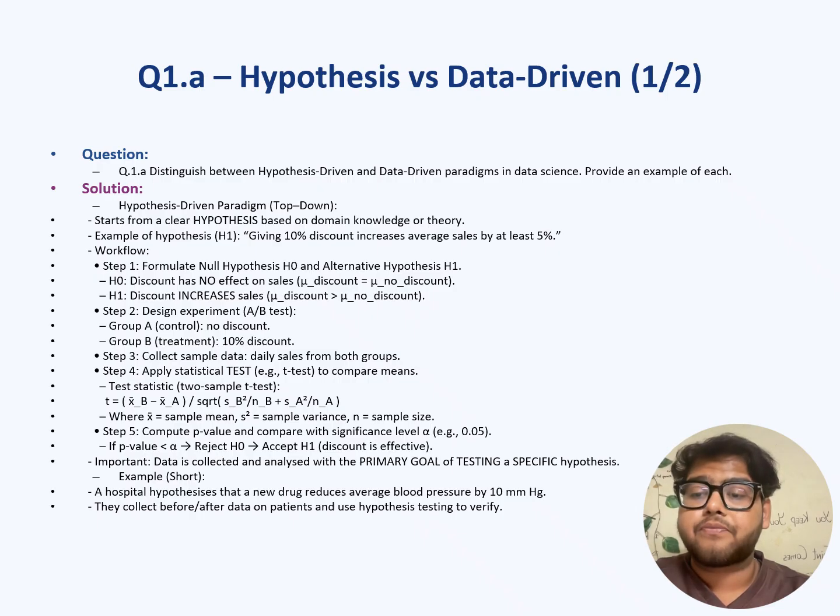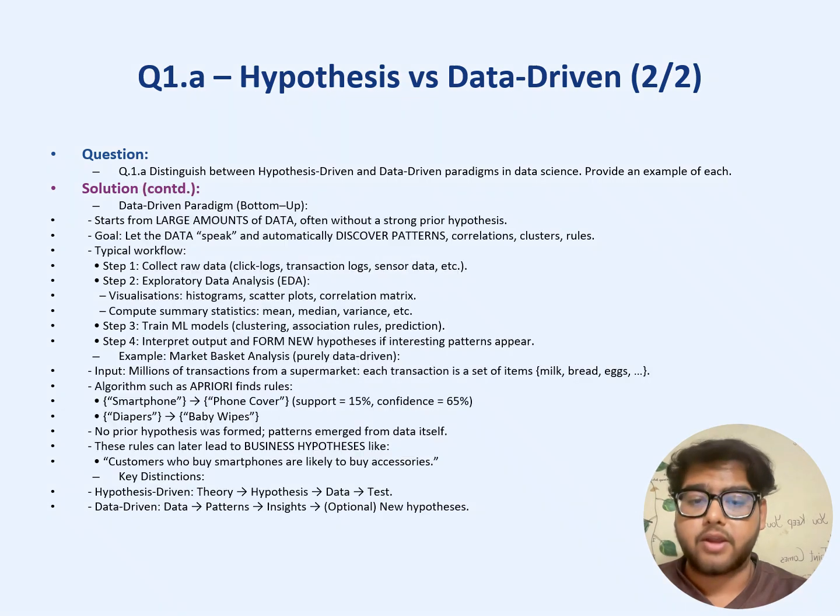Important: data is collected and analyzed with the primary goal of testing a specific hypothesis. A hospital hypothesizes that a new drug reduces average blood pressure by 10 mmHg. They collect before and after data on patients and use hypothesis testing to verify.